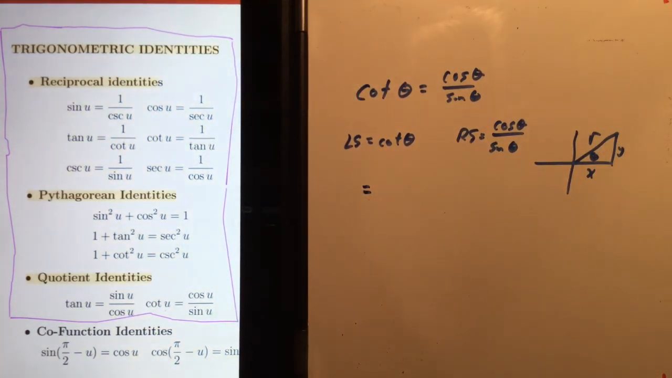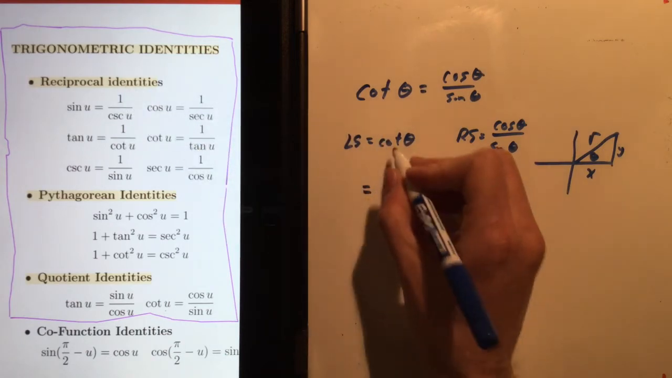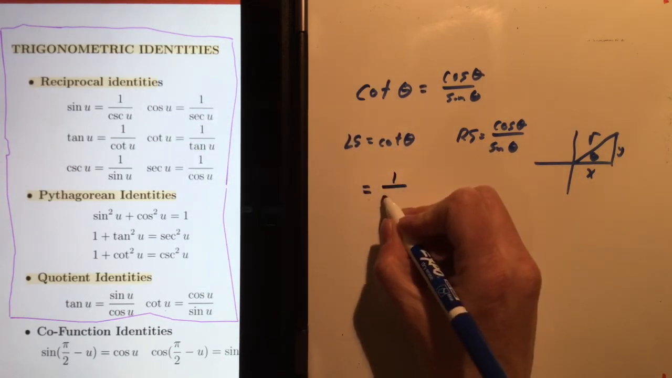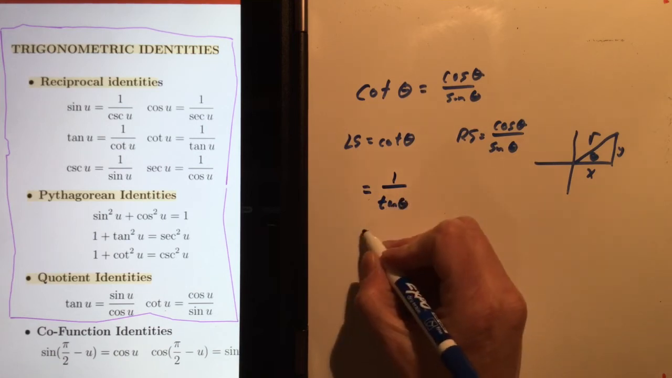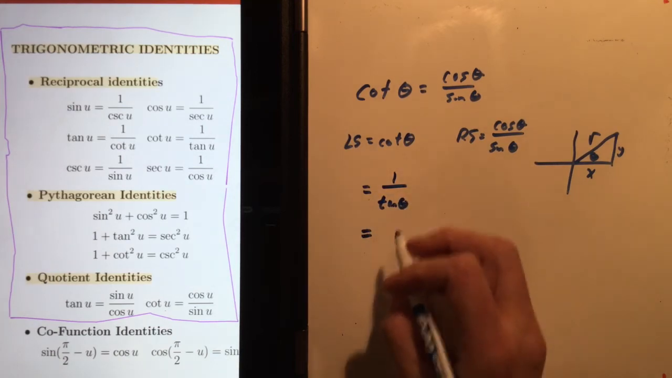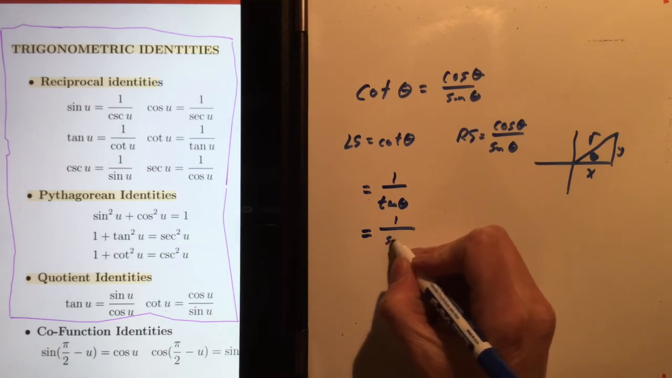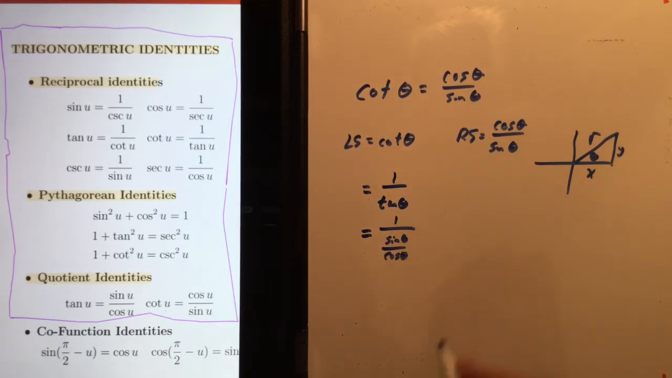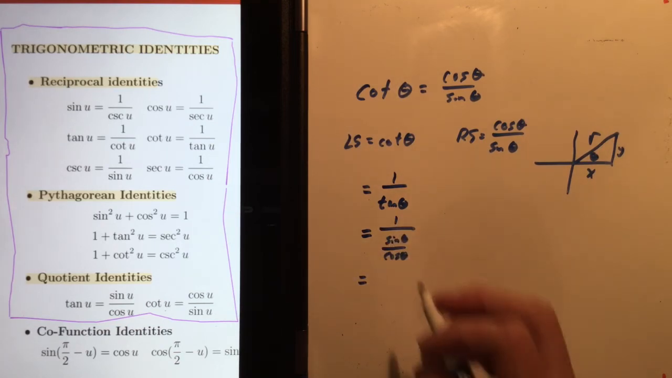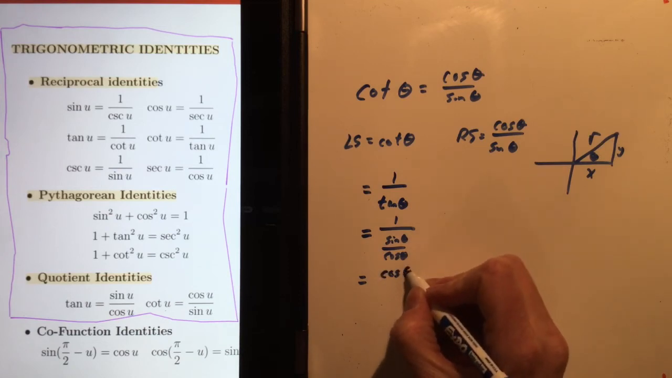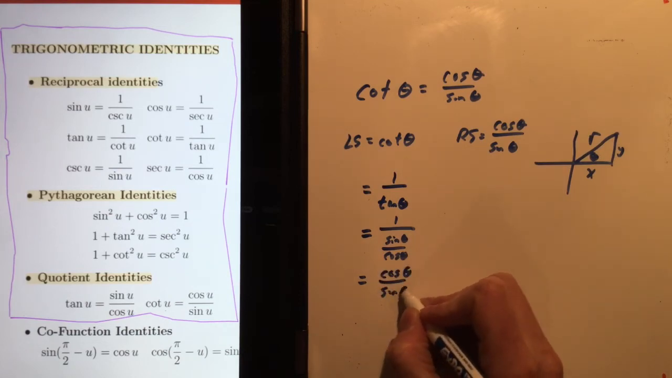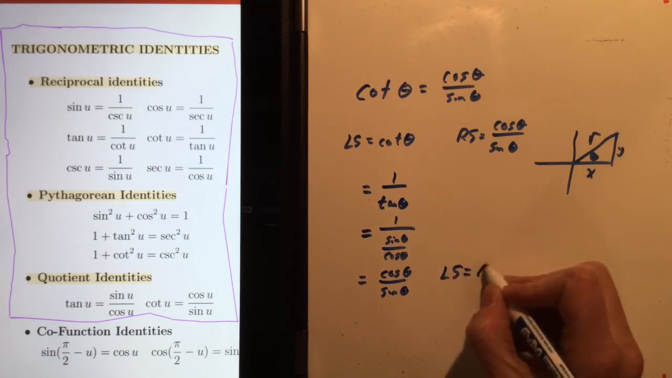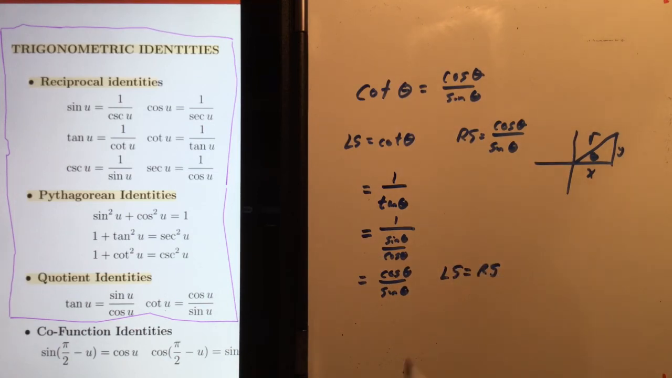Cotangent theta. I know from my reciprocal trig identities that cotan theta is the same thing as 1 over tangent theta. And I know that tangent theta is equal to sine theta over cos theta, which we just proved. Okay, and I know that 1 over that, in other words, the reciprocal of sine over cosine, is equal to cosine theta over sine theta. And once again, my left side is equal to my right side. So I'm done, and I didn't have to go by way of the triangle that time.